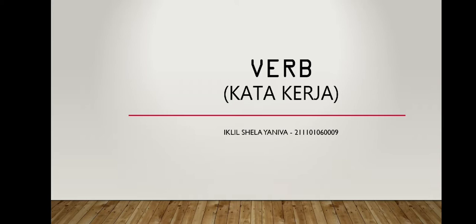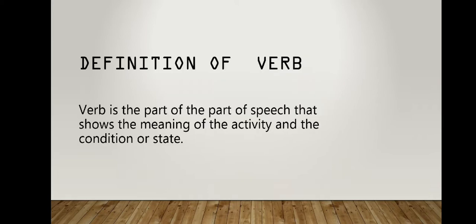I'm here to tell you about verbs. The first is the definition of verb. A verb is the part of speech that shows the meaning of an activity and a condition or state.